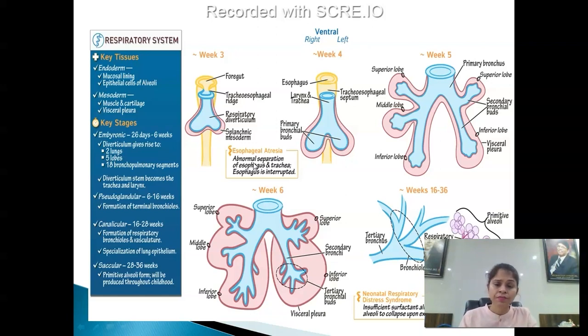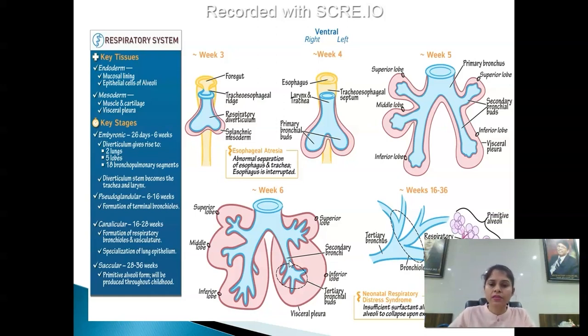And since this has developed from the endoderm, the mucosal lining and the epithelial cells of the alveoli are of endodermal origin, whereas the muscles, cartilage and the visceral pleura are of mesodermal origin. And you all know that the whole development starts from the third week. The bud is there before 3 weeks, but the whole system develops even till the birth, but the activation takes place after the birth.